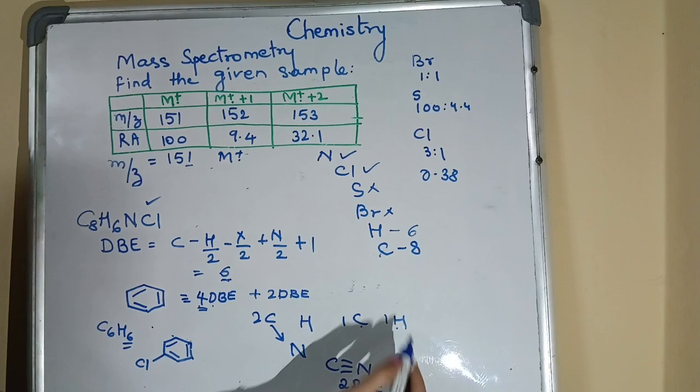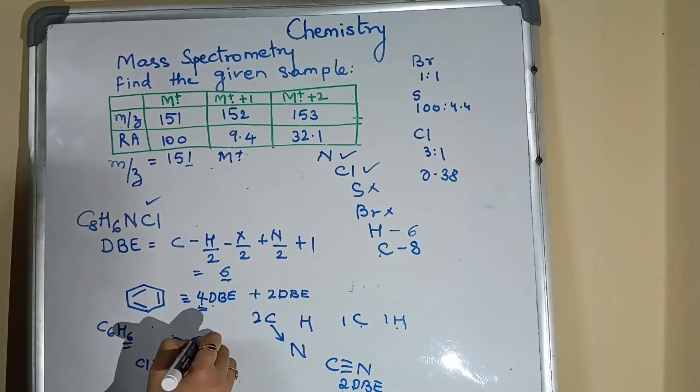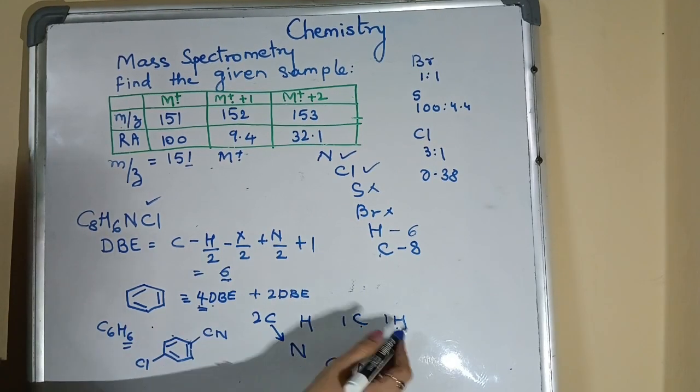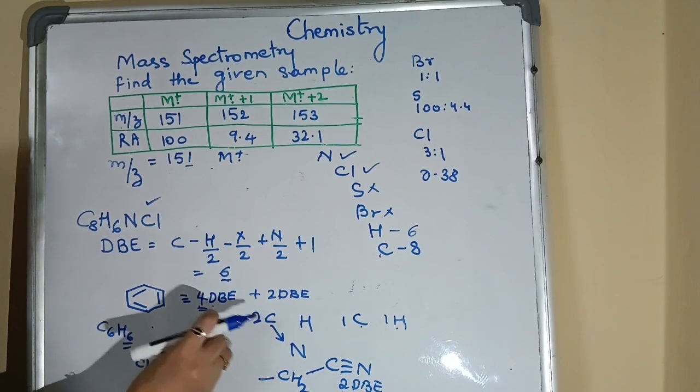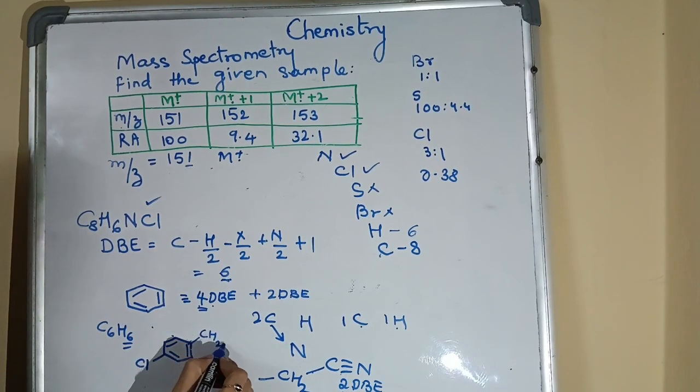We have one C, one H. If I attach this CN group here, I am left with one C and one H. I can attach CH here. One H I will remove and I will get CH2. But this will be an unstable compound. This is not possible. So what will we do? We will try to adjust this CH2 here. Can we adjust it here like this? Yes, we can do it. So I will put CH2, single bond, C triple bond N.